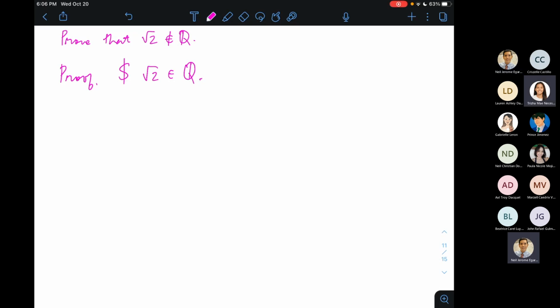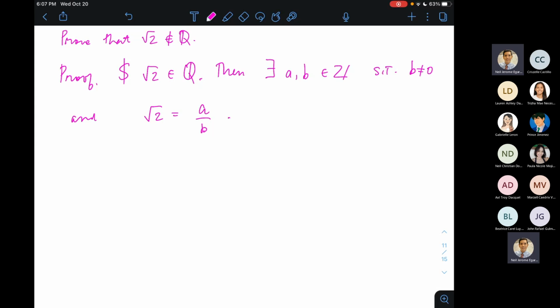Yung square root of 2 po ay pwedeng equal sa ratio ng dalawang integers, wherein yung nasa ibaba na integer ay hindi equal sa 0. Okay, thank you, Krisha. So that's right. Then it's rational. Distinguishing characteristic ng rationals ay kaya silang isulat as a ratio of two integers, the denominator of which is not equal to 0. Kunwari totoo ito na rational siya, so there should exist A and B in the set of integers. Hindi kailangan positive integers, but they are integers A and B, such that B is not equal to 0 and square root of 2 is equal to A over B. Okay. And then I can say further that this is in lowest terms.